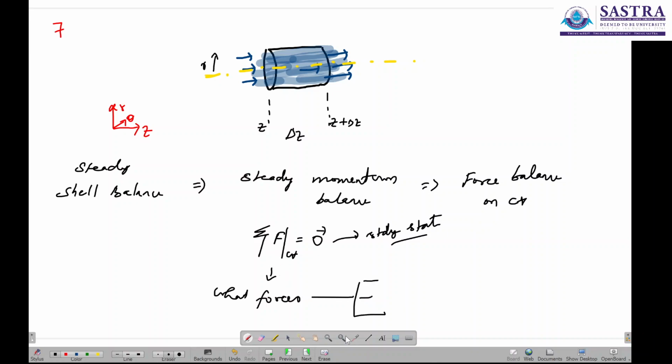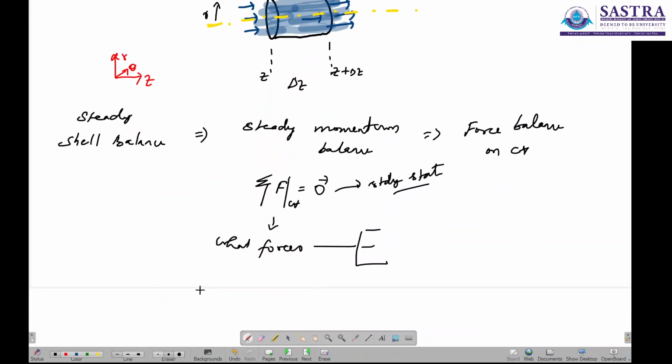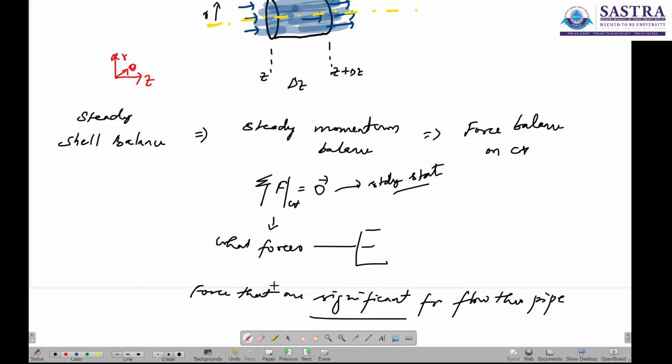Now we need to account for the forces that are significant for flow through a pipe. All forces that are significant in a flow through pipe context have to be accounted for. Can you just think of all these forces? The first force that probably comes to your mind is the gravity force, but because we have already seen it is a horizontal system, this is not accounted for.